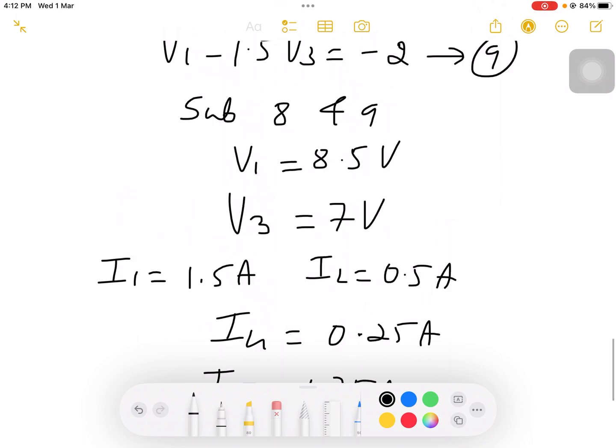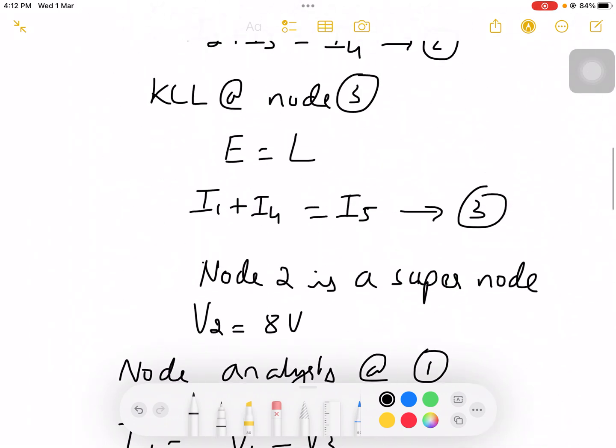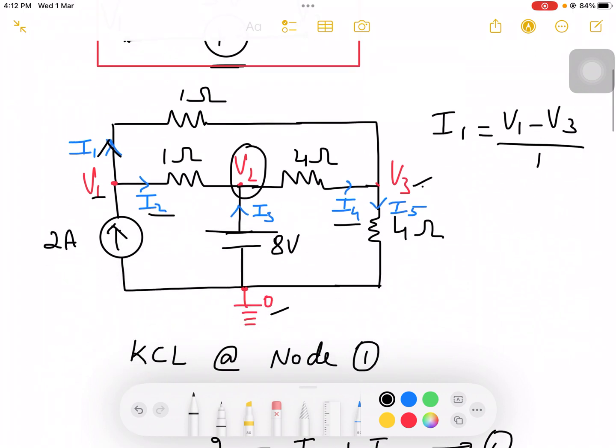So this is how we need to solve using the node analysis. That is a super node analysis.